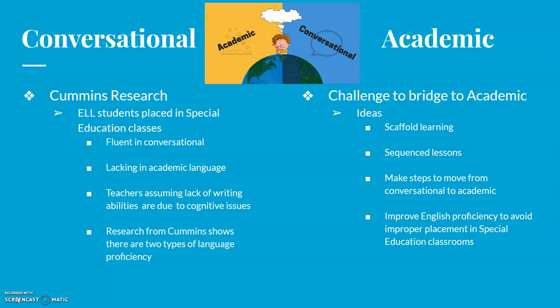Cummins shows that there is more than one type of language proficiency. Bridging from conversational skills to academic skills requires effort from all these students and their teachers. Teachers can scaffold and sequence lessons so students can take steps to move to academic English.